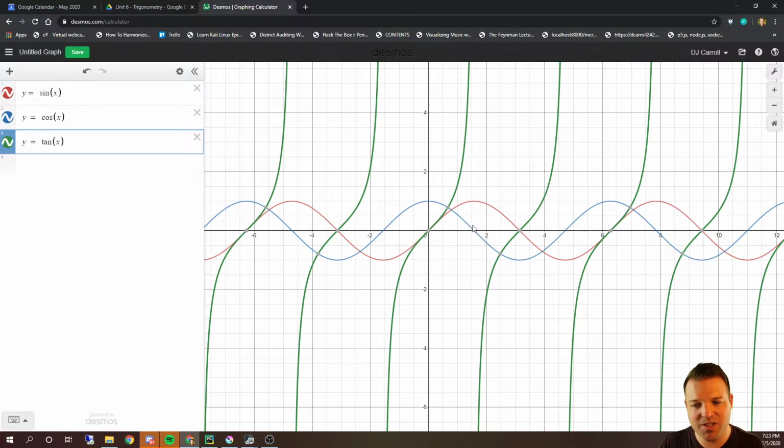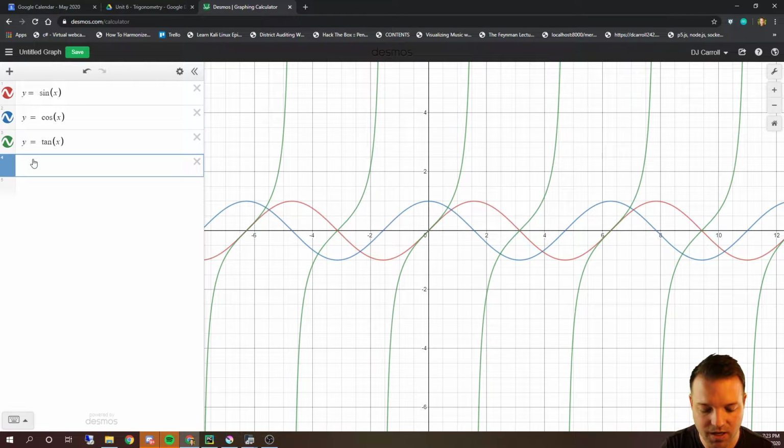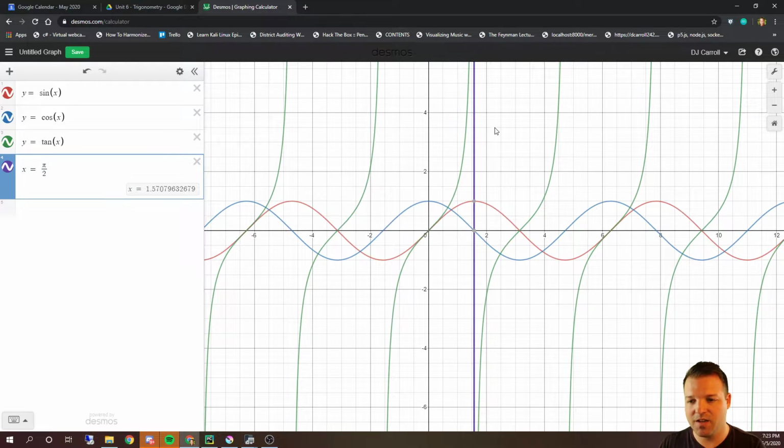So let me just single out one of these points. I'm going to do this point on the right. And so where is the cosine on the right 0? Well, in radians, that is pi over 2. So let me just graph that really quickly. I'm just going to say x is equal to, can I do pi? Yeah, pi divided by 2. All right, so there we go. So this is pi over 2.